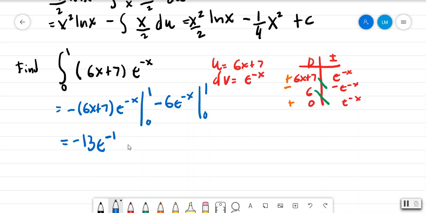Plus 7e to the 0, minus 6e to the negative 1, followed by plus 6e to the 0. Now, all of this can be computed easily by using a calculator, so take a moment to use your calculator.